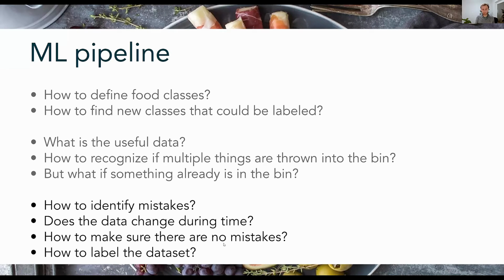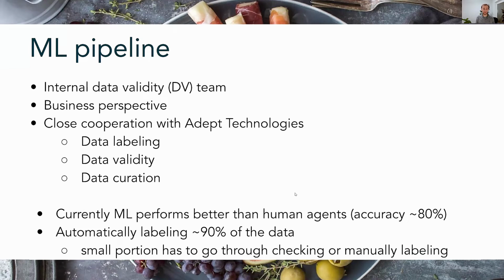Yeah, and how do we make sure there are no mistakes, and how do we label the data set? First, to make sure that all of the data is correct, we have an internal DV team, the data validity team, that labels the data and gives us the business perspective and feedback on how good our models are and how good their accuracy is. So we have this constant feedback coming to us, and we can improve our models every day, every month, every year.